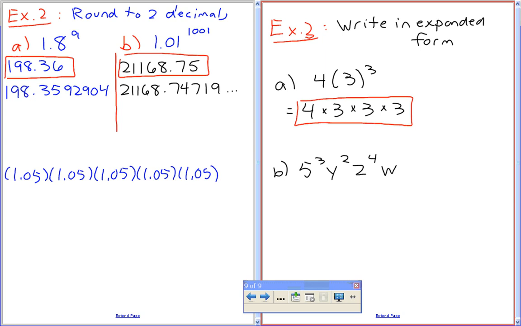Bailey, can you please write out 5 cubed y squared z to the 4 w in expanded form for me, please. Go ahead. 5 times y. Okay.